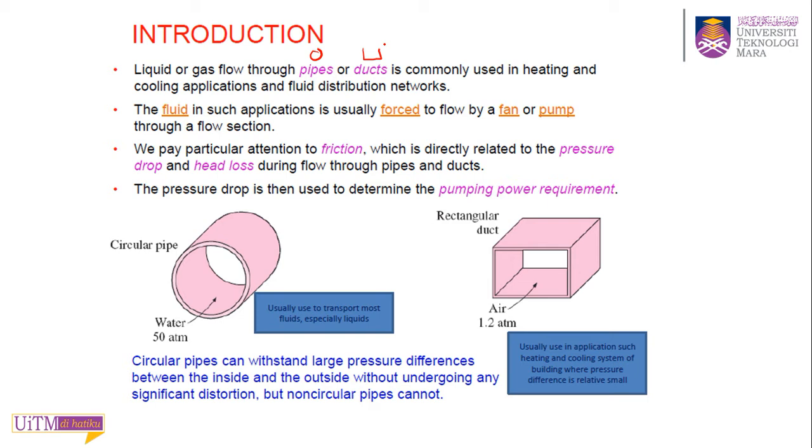Okay, so that's why we have this pump or fan. Because the flow has friction losses, this will result in a pressure drop of the fluid. There will always be a pressure drop because of that friction, and heat loss. So there is pressure drop and heat loss during the flow through pipes and ducts.